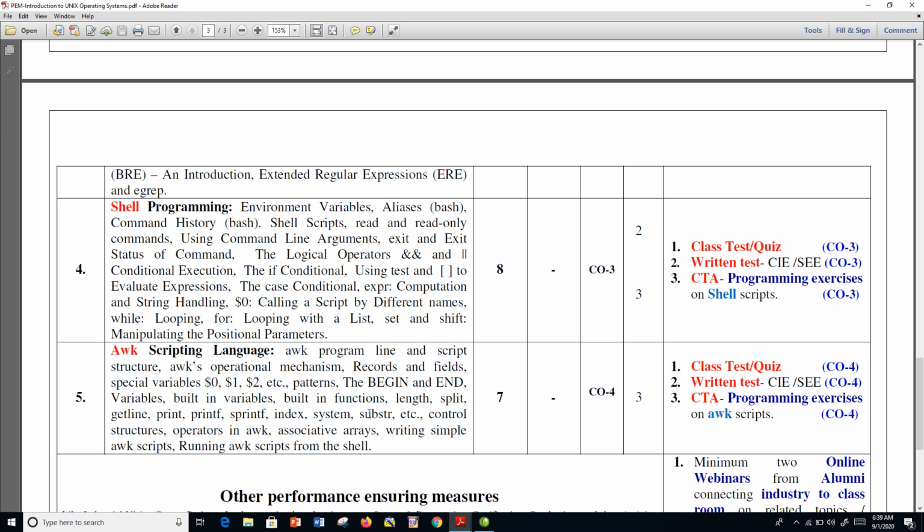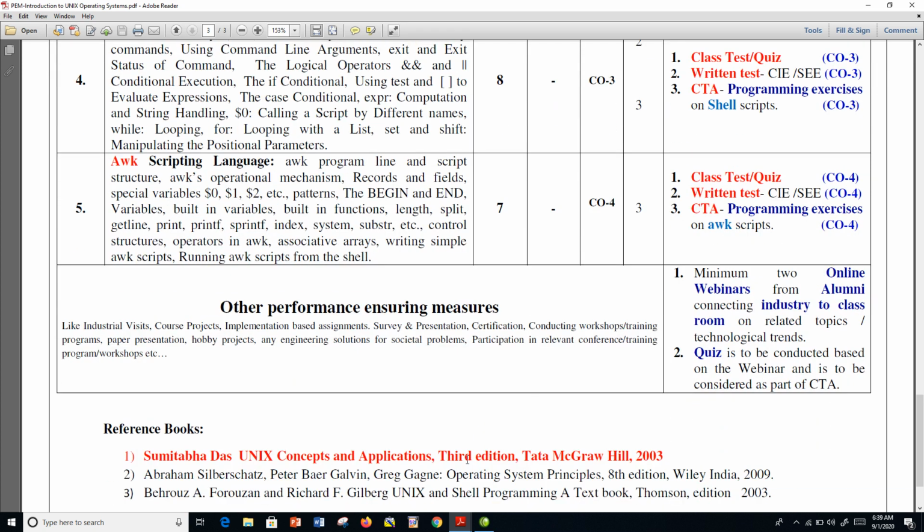Several decades ago, people introduced the awk scripting language, so you have an exercise you'll go through. And finally, look at that last paragraph. There will be a minimum of 2 online webinars from alumni connecting industry to the class. It is true in every course.